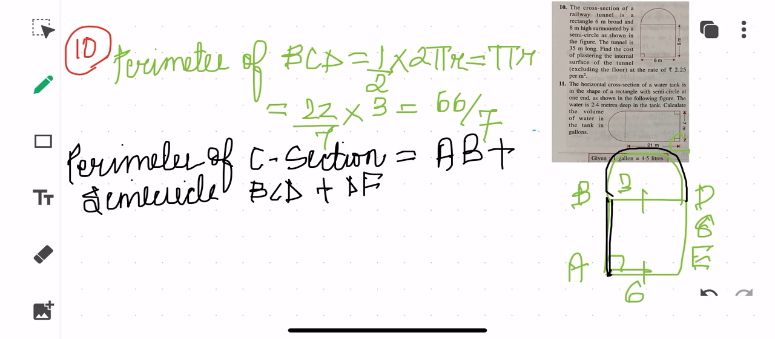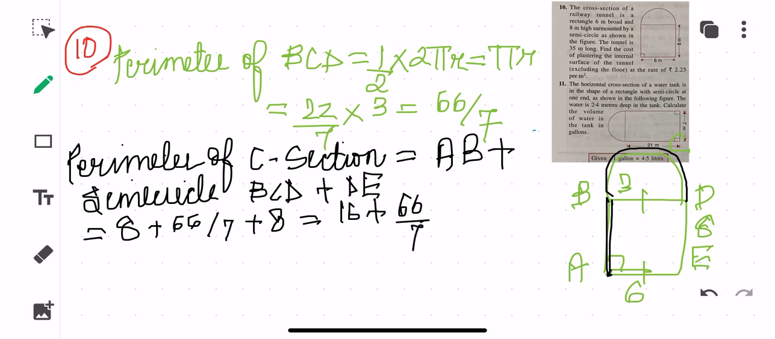So how much is this coming out to be equal to, children? AB has been given as 8, plus this you have calculated semicircle BCD as 66 upon 7, and plus again 8 you are having. So this is 8 plus 8 is 16, so 16 plus 66 upon 7. If you want, you can calculate here. 16 into 7 is 112, so this is equal to 112 plus 66 divided by 7, which is 178 divided by 7. So this you can just keep like this, meter square.